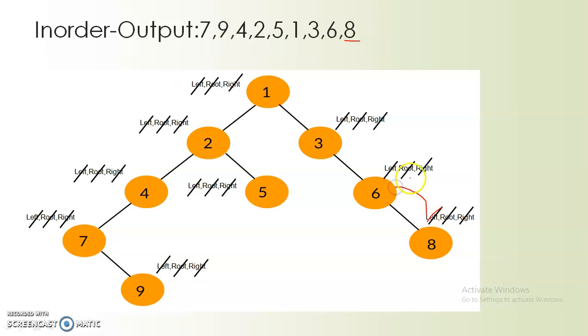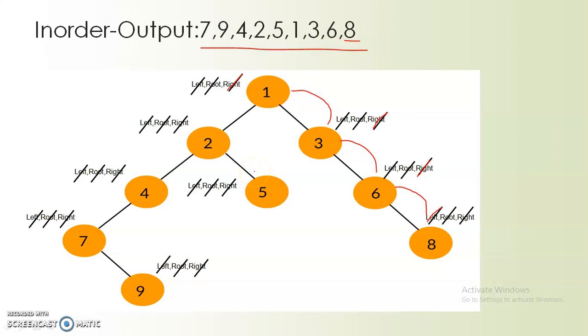Now move back to 6, completed the right, so strike out the right. Move back to 3 and right is over, so strike out. Now move back to the 1, so its right is also over, so strike out. So all the nodes are striked out, and this is the result of our inorder traversal. Okay, this is the inorder traversal result of our tree.